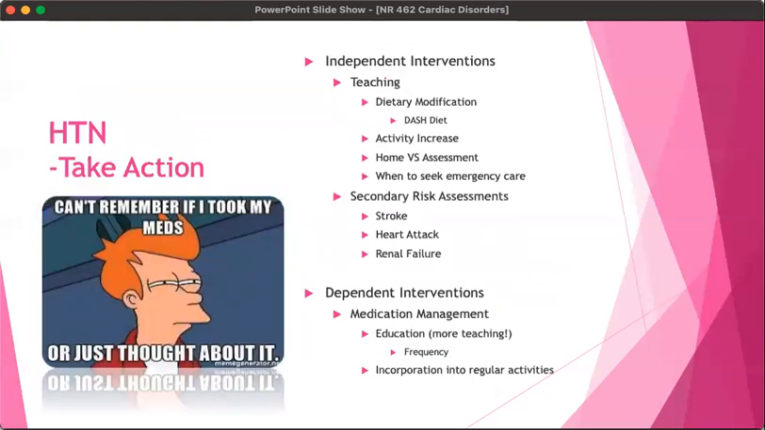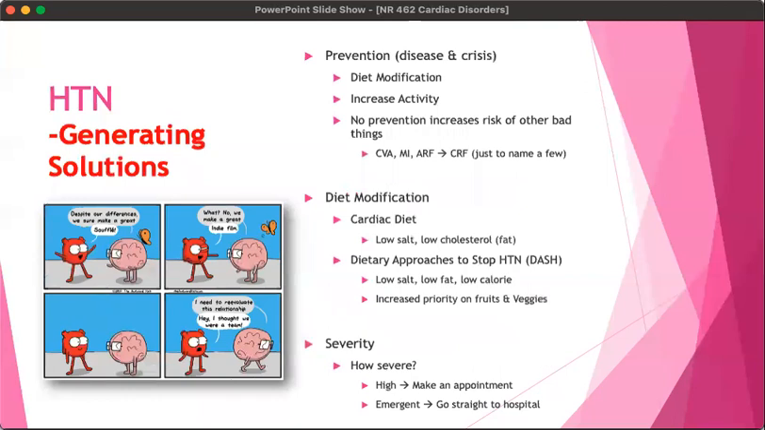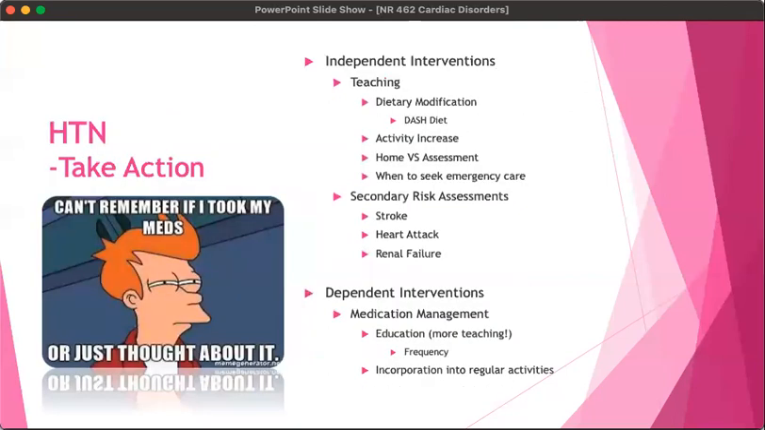There's a ton of independent interventions that we are going to do in the nurse world for patients with hypertension. So we talked about the dietary stuff, diet modification. So cardiac versus DASH diets, those diets for hypertension, the Dietary Approaches to Stop Hypertension. We want to teach them about the components of that and also to prioritize fruits and vegetables as a part of that diet.